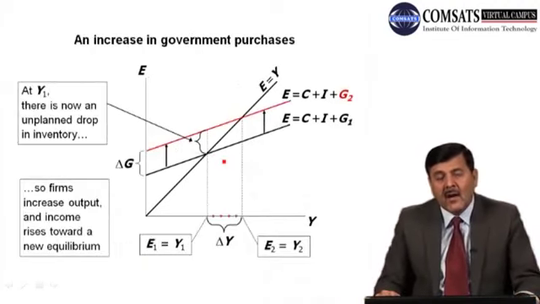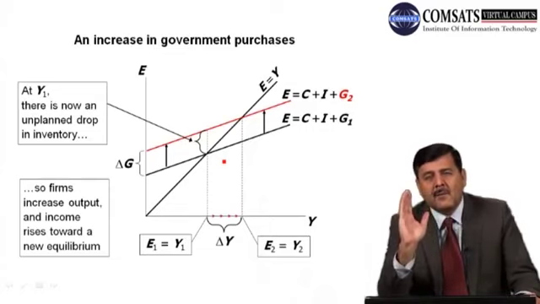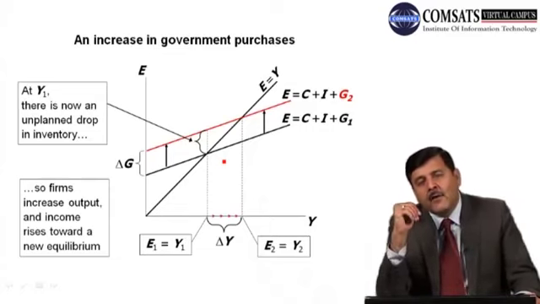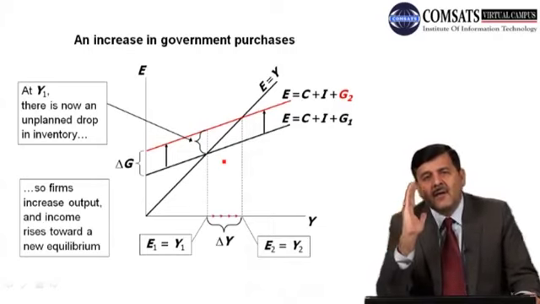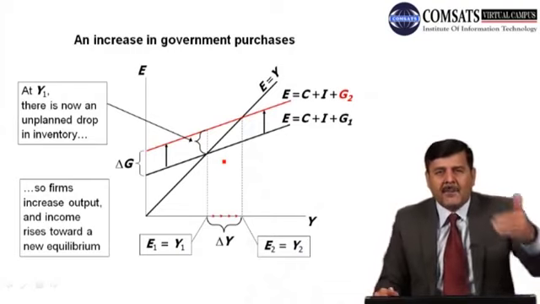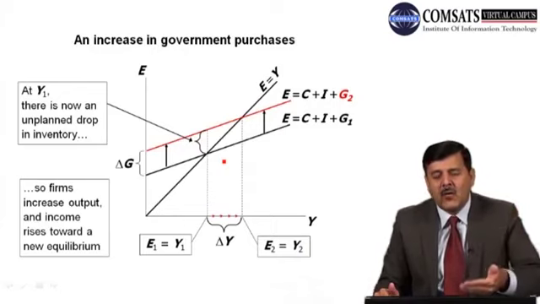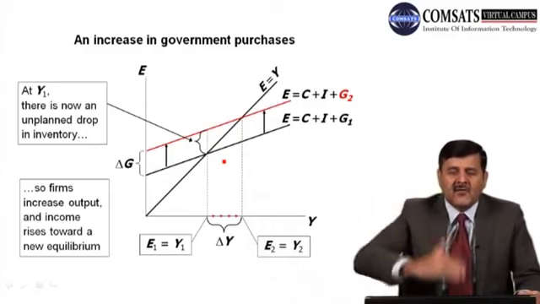Now suppose what will happen to this equilibrium if there is an increase in government purchases or government spending? Since E is the planned expenditure, E is equal to C plus I plus G. Whenever there is an increase in G from G1 to G2, the overall planned expenditure E will also go up, from C plus I plus G1 to C plus I plus G2. So the expenditure curve will shift upward.